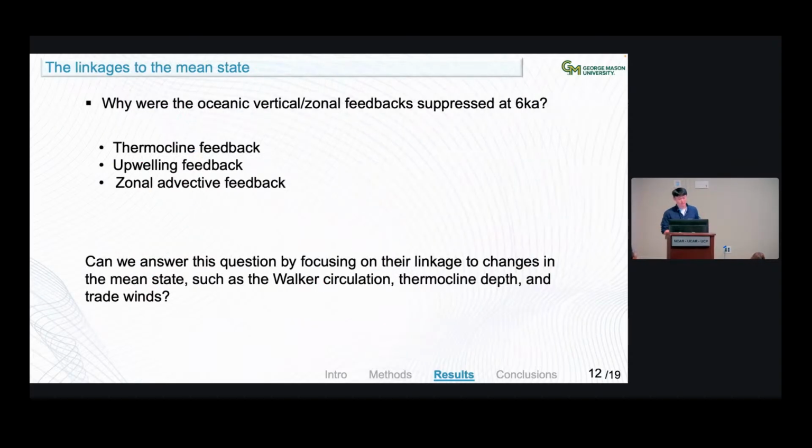Then, okay, so why were the oceanic vertical and zonal advective feedbacks suppressed during 6K, like these three feedbacks we saw in the previous slide? Can we answer this question by focusing on their linkage to changes in the mean state? Yeah, so first we're gonna focus on the first two vertical feedbacks.